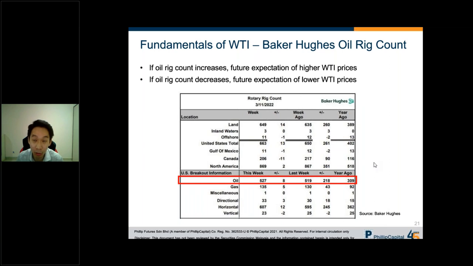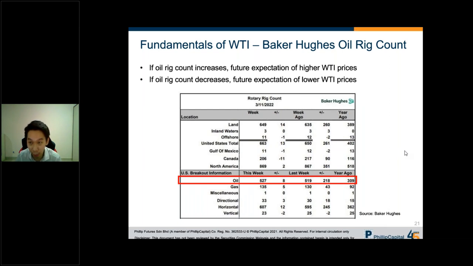But overall you want to use this for the larger trend of crude oil prices. How you can use this data is, if the oil rig count increases, typically we can expect WTI prices to increase in the future. Because only when the future expectation of WTI prices is high do producers want to activate their oil rigs again to produce oil. If WTI prices are low in the future, producers won't even want to touch their oil rigs because it's not profitable. They cannot make money. So only when they expect WTI prices to go up will they start to activate their oil rigs again.